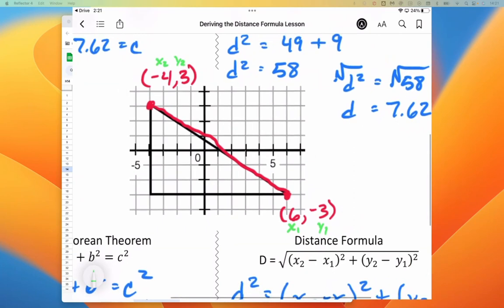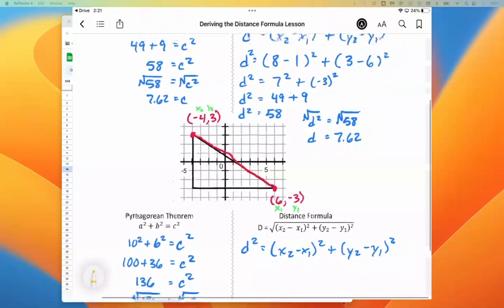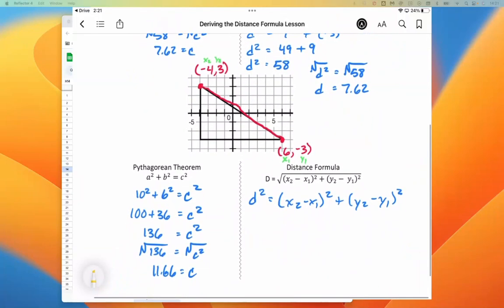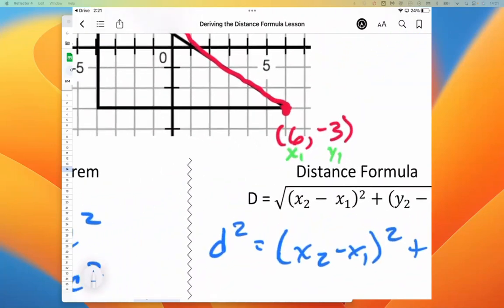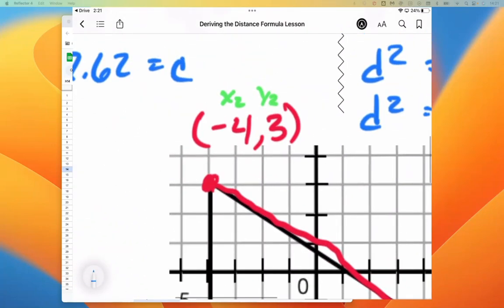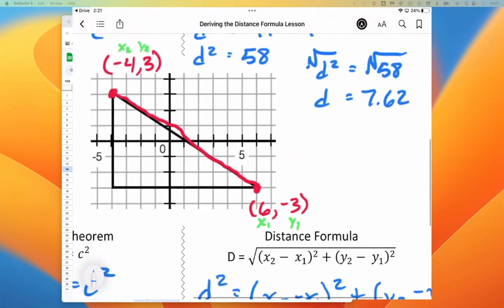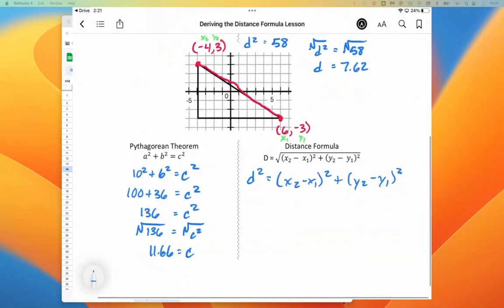If you choose to name these ones x1 and y1, you're going to get the exact same thing that I am. It does not matter which point you assign the number 1 to, or which point you assign the number 2 to, as long as they match. So the x1 and the y1 go together, the x2 and the y2 go together. Okay, coming down here, all we need to do is substitute.